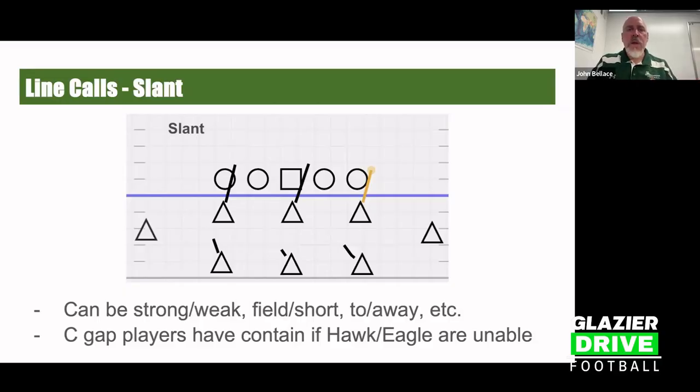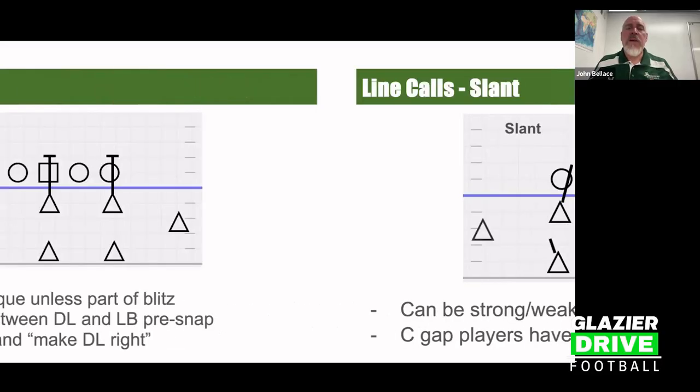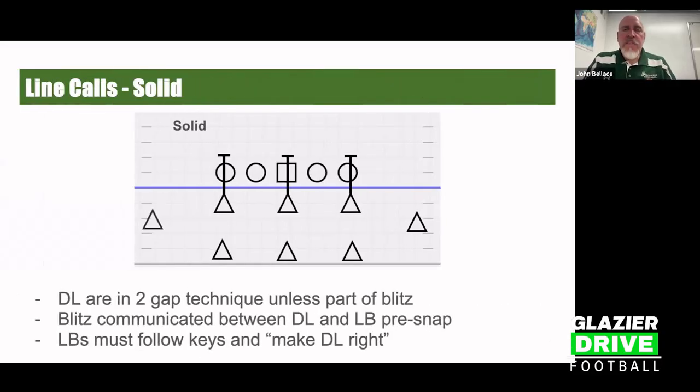And then the last call that we'll make is a solid call. This is the only time we're making a two gap call for the defensive lineman. And the linebackers behind them, obviously, are going to play off of that and sort of make them right. We would typically use this.